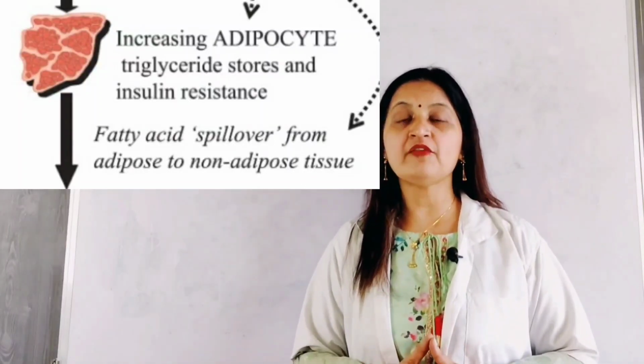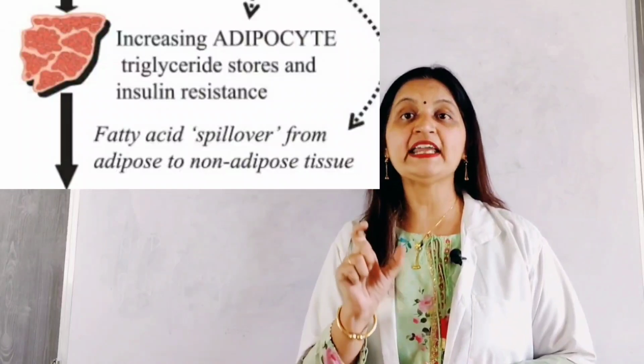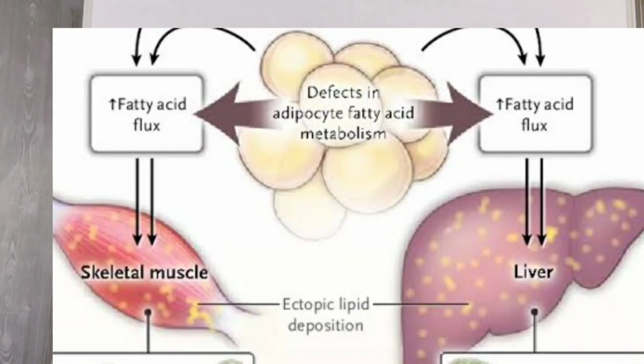Also, because of insulin resistance, there is a defect in fatty acid metabolism, and because the metabolism is defective, there is excessive production of free fatty acids. These fatty acids pour into the circulation, increasing the circulating free fatty acids.